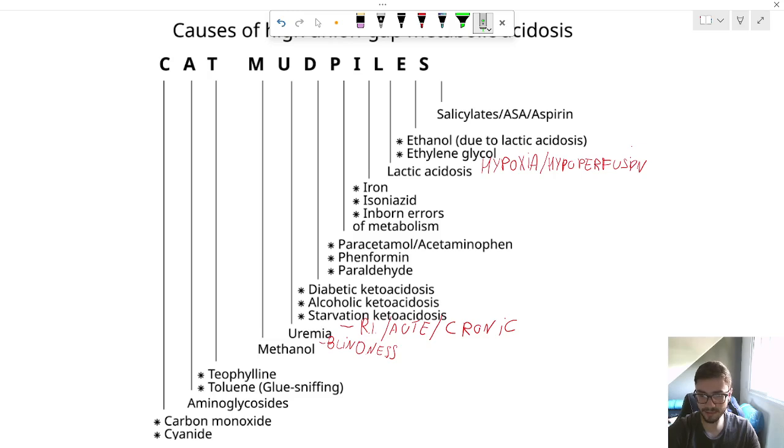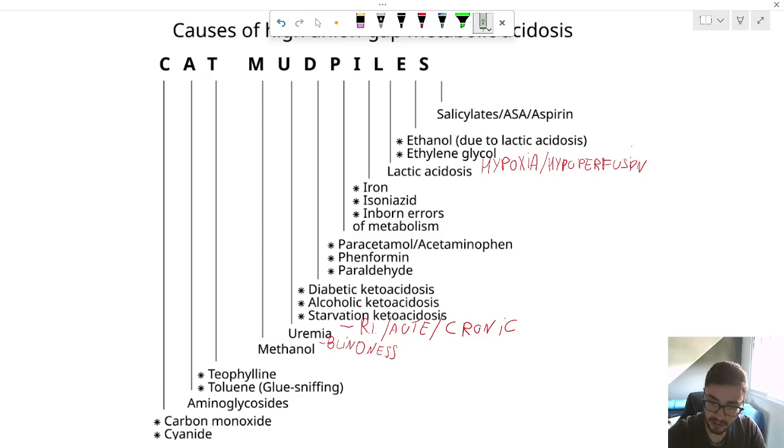And in the L, we'll have lactic acidosis. We can have lactic acidosis from hypoxia or hypoperfusion. You should always remember that. In the E, we'll have ethanol, due to the lactic acidosis. And ethylene glycol, another cause of intoxication. Ethylene glycol is an anti-freezing agent. It can be used in several industrial processes and somehow can end up in food or beverages, and will cause an intoxication, causing a metabolic acidosis with a high anion gap.